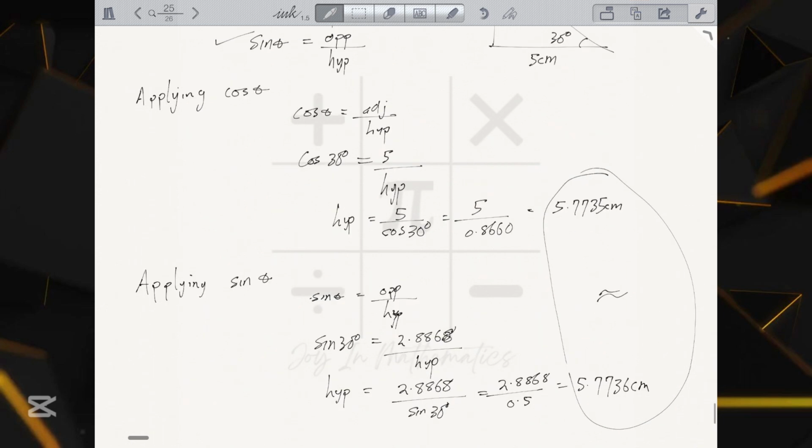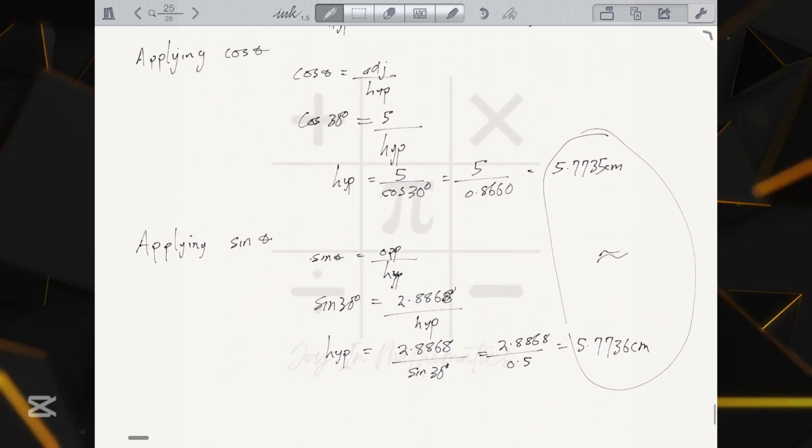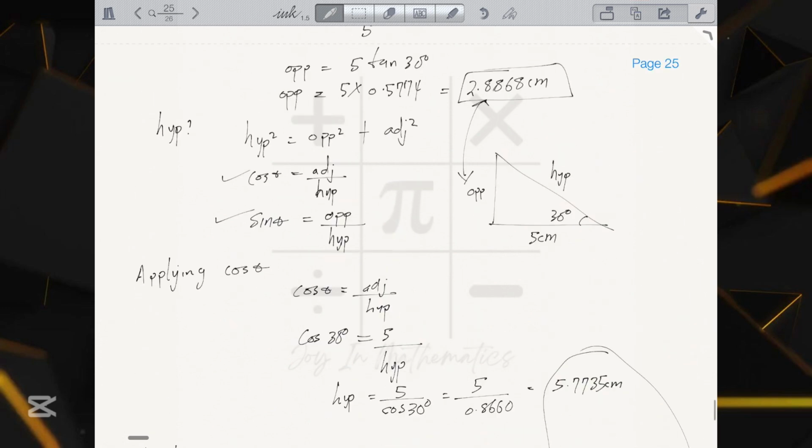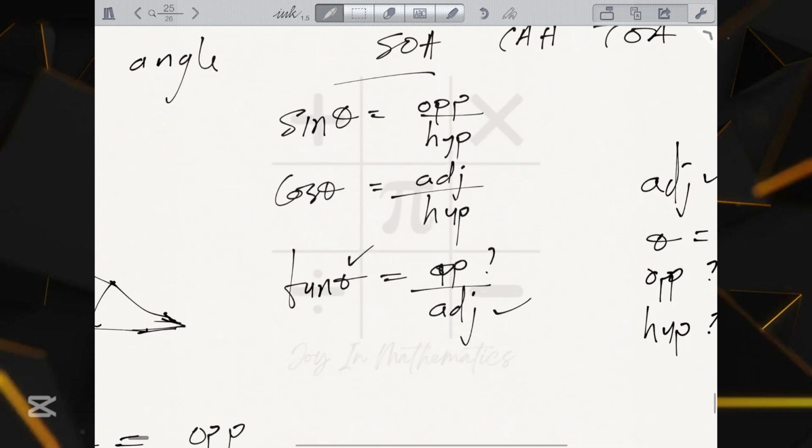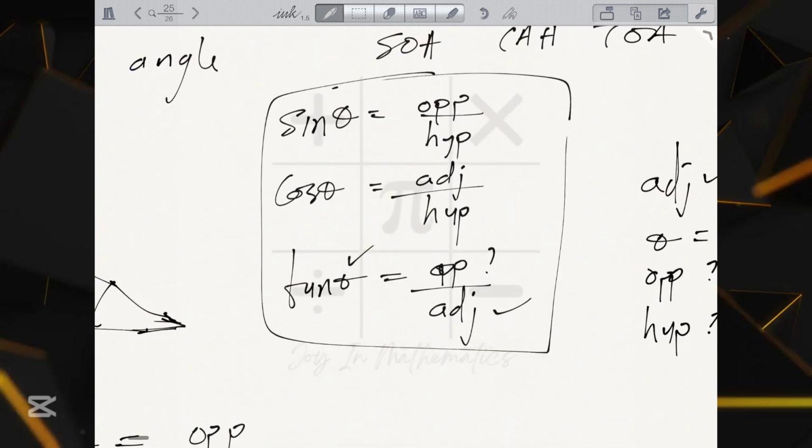So now let's take an exercise. We'll be given different diagrams and we have to use a specific trigonometric ratio, maybe sine theta or cos theta, to evaluate a side of the right angle triangle. Remember, we are using sine theta is equal to opposite over hypotenuse, cos theta is equal to adjacent over hypotenuse, and tan theta is equal to opposite divided by the adjacent.